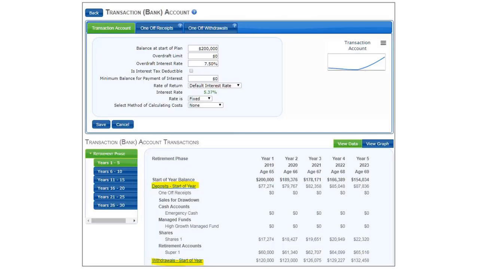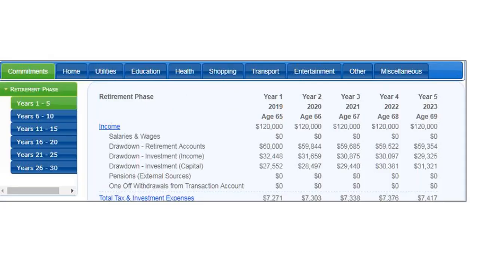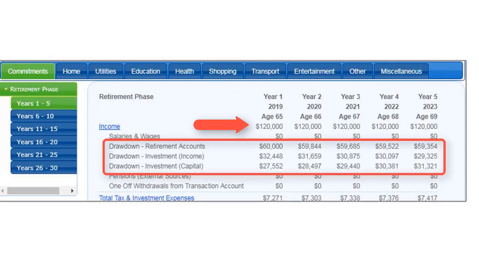In the retirement phase, drawdown from accounts is deposited into the transaction account at the start of the year. In the first 5 years of the plan, the funds from the share account and the superannuation are being drawn down. The withdrawal at the start of the year is the amount nominated in the retirement income. These funds are withdrawn and deposited into the budget as personal income, replacing salaries from the savings phase. Note how the value is allocated to retirement accounts, investment income and investment capital.